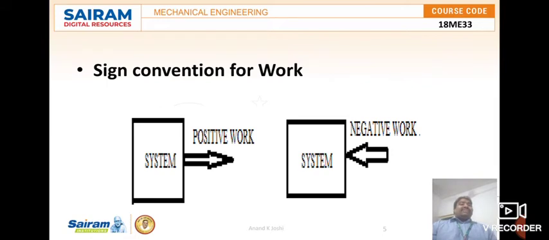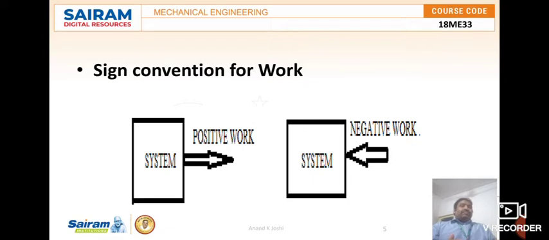Next, sign convention for work. In the mathematical expressions for work, whether it is positive or negative, we are going to mention it in a sign convention. For example, if work is done by the system, means the system is performing work and producing some amount of work, we call it positive work. For the opposite case, if the system is taking energy from the outside, means from the surroundings to the system, we call it negative work.